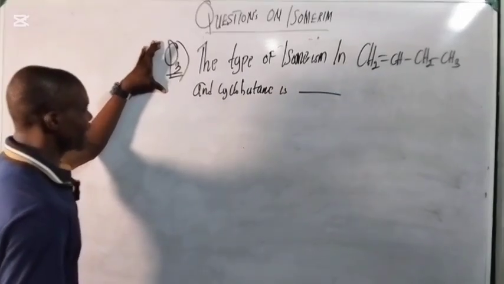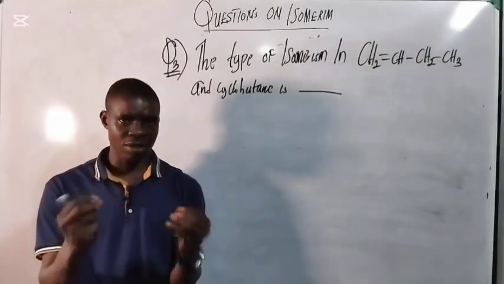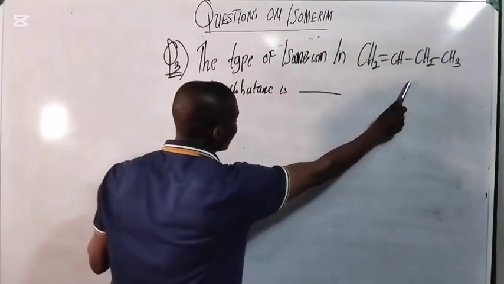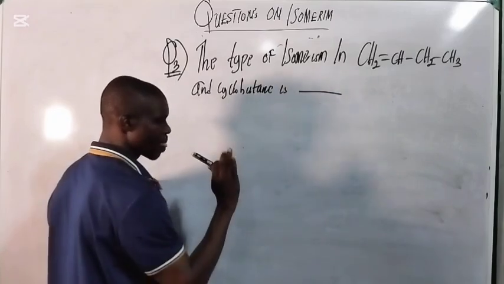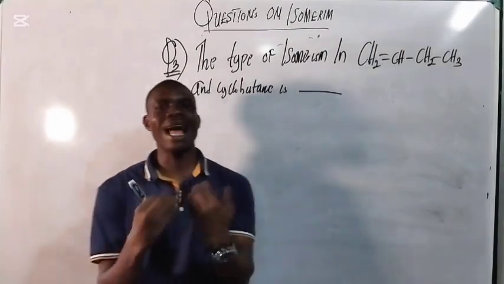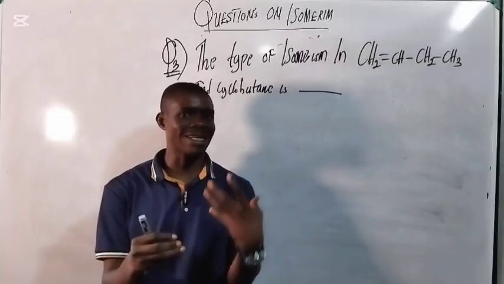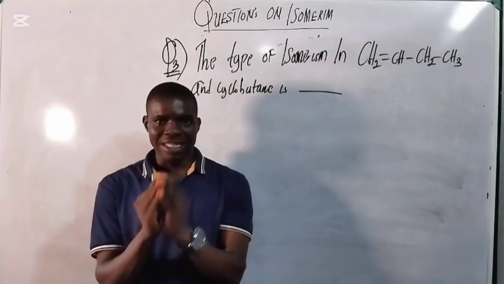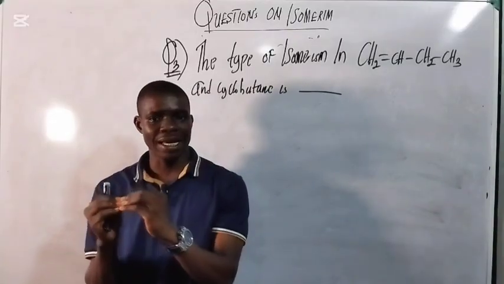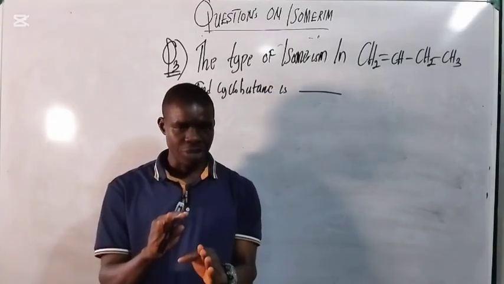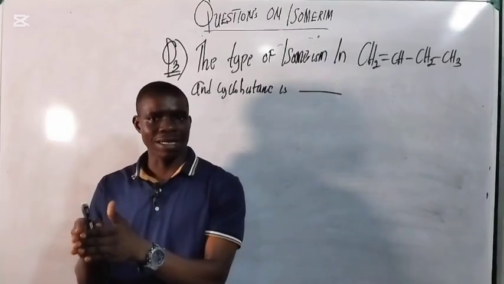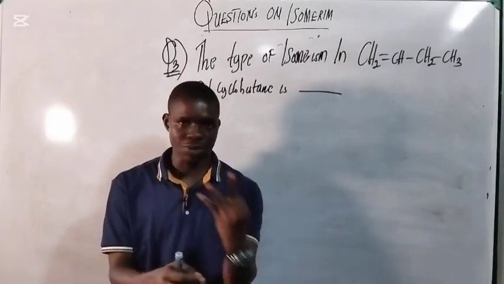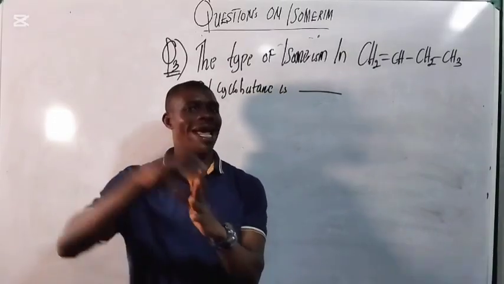Now look at this question. It is a little bit tricky, so please pay close attention. They're asking about the type of isomerism in this compound and cyclobutane. Remember, before you start solving any question, you need to ask yourself: do they have the same molecular formula? If they don't, that question is automatically wrong. But if they have the same molecular formula, you must then confirm whether it is positional, chain, functional group, or any other type of isomerism.